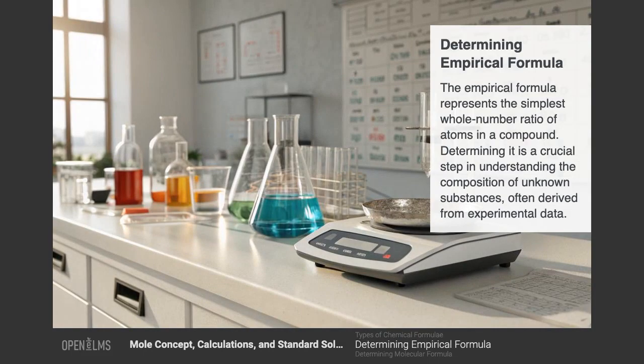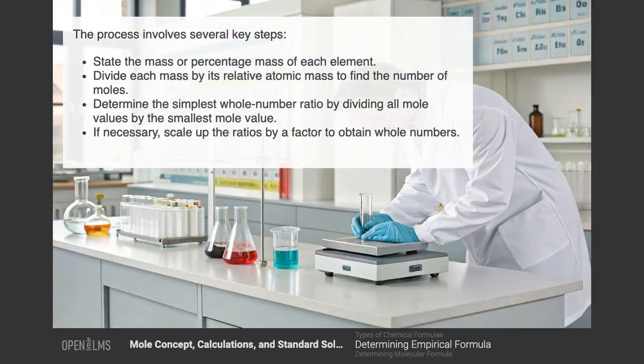Determining empirical formula. The empirical formula represents the simplest whole number ratio of atoms in a compound. Determining it is a crucial step in understanding the composition of unknown substances, often derived from experimental data. The process involves several key steps.